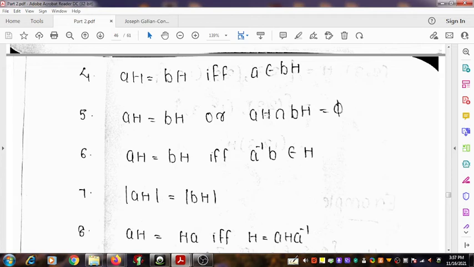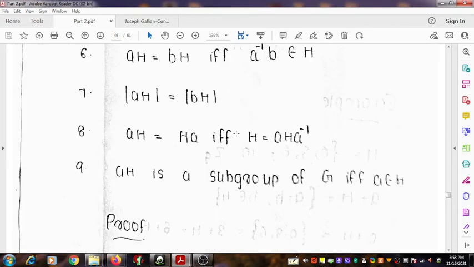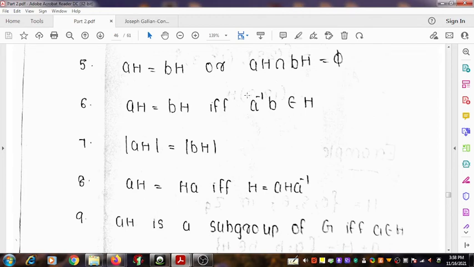But when they are entirely different, what about the number of elements? The number of elements depends on the number of elements in H. The number of elements in AH will be the same number, and the number of elements in BH will also be the same number, because we are multiplying every element of H by A and every element of H by B, and both A and B are elements of the group.